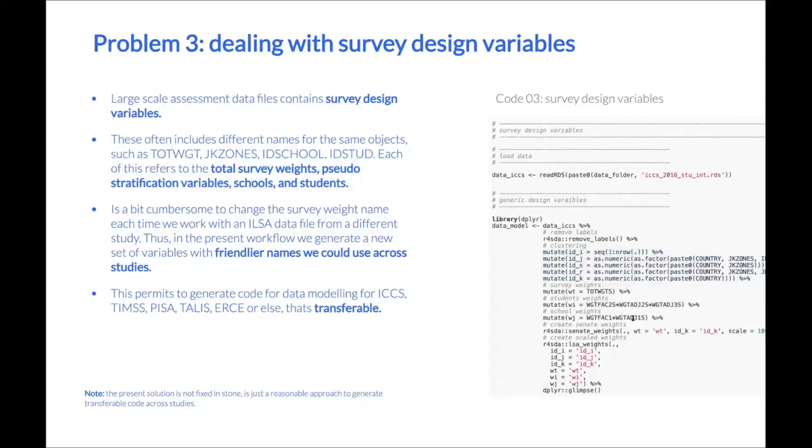Then the following lines are there to deal with the survey weights. The first one is just creating a generic name for the total survey weight, and then the other ones are creating the raw within school weights and between school weights. Then the next line is just to create a Senate weight that is going to be called double QS. And then the final lines are just there to add the multi-level weights that we will need to use if we want to do multi-level modeling, including the survey weights.